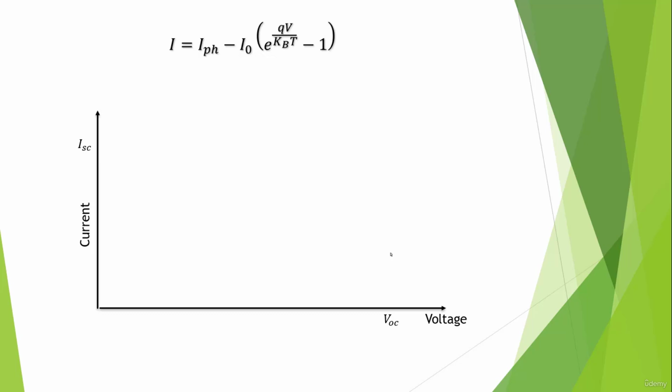When we draw this relationship between I and V, it's going to be like this, with the highest value of current being the short circuit current and the highest value of voltage being the open circuit voltage.